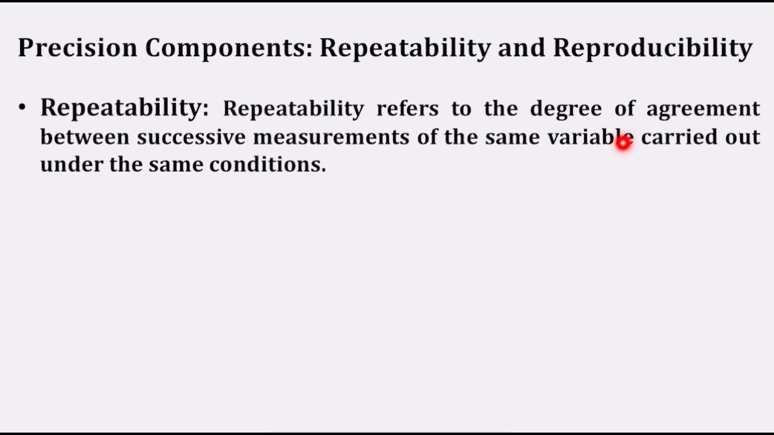Repeatability refers to the degree of agreement between successive measurements of the same variable carried out under the same conditions. So when an experiment is repeated over a short period of time with the same operator and the same instrument, the same result or acceptable variation is called repeatability.